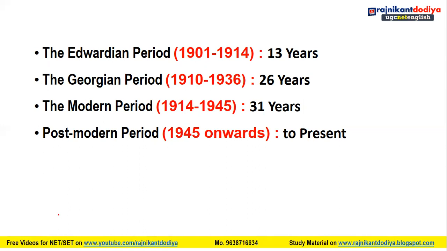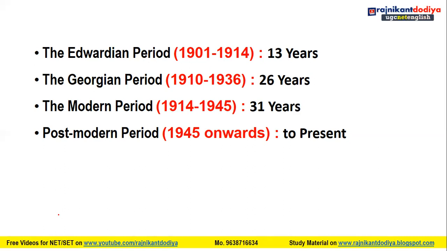In this period, when we talk about the poets, the writers, the famous personalities of literature, these names include poets like Hardy, Noyes, Yeats, and Kipling. So these are the famous poets of this era, the Edwardian period.